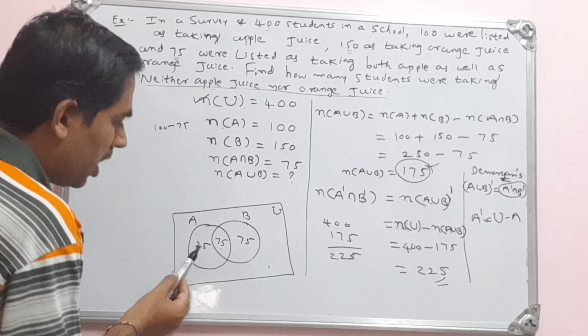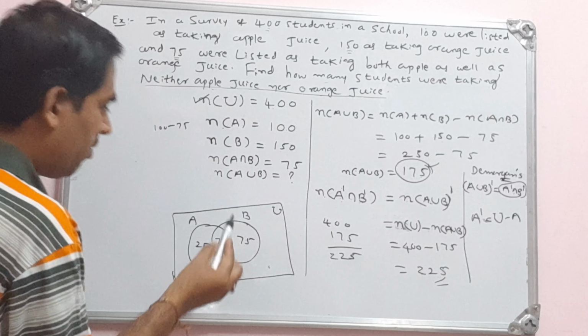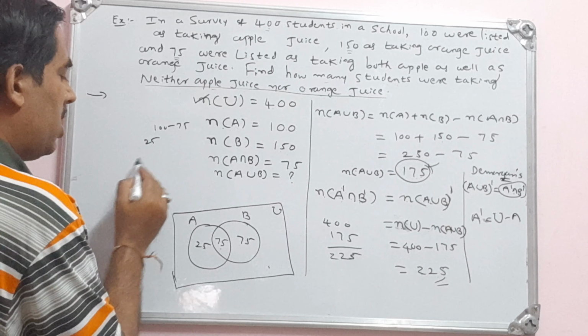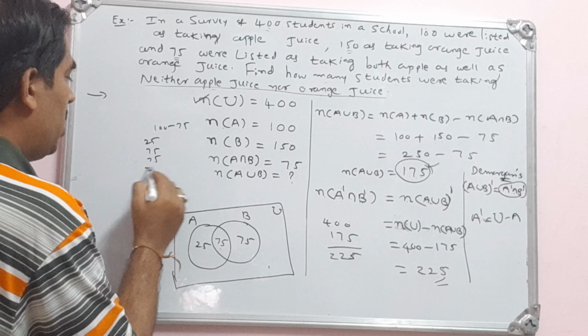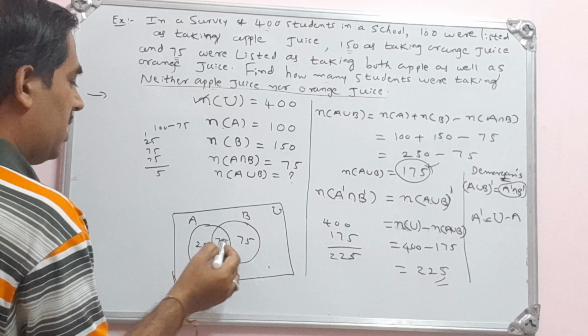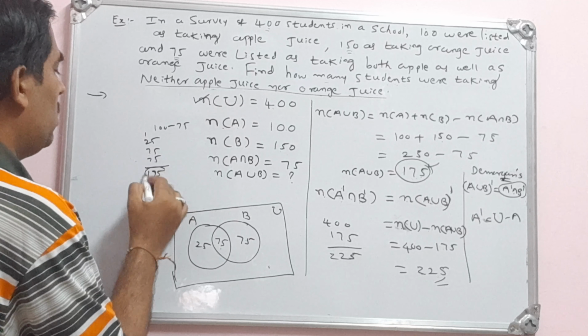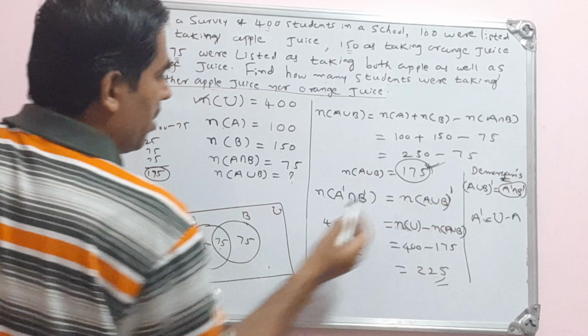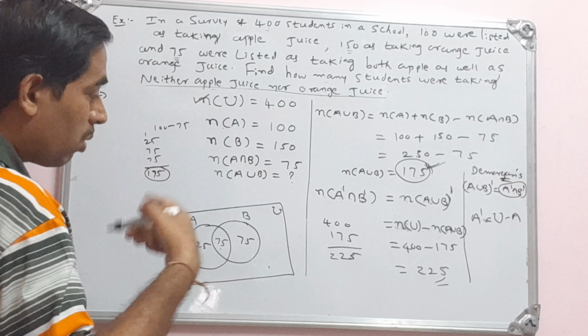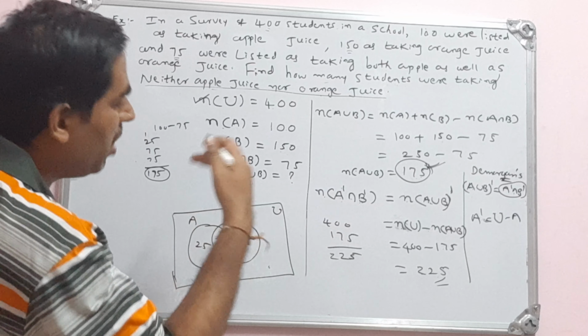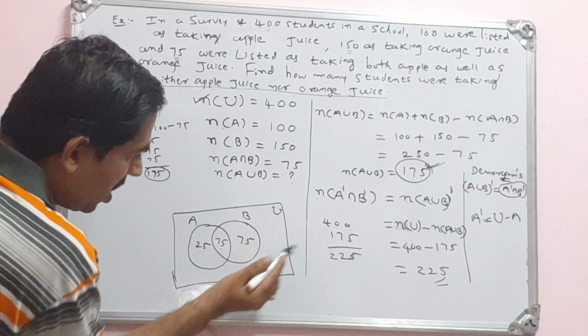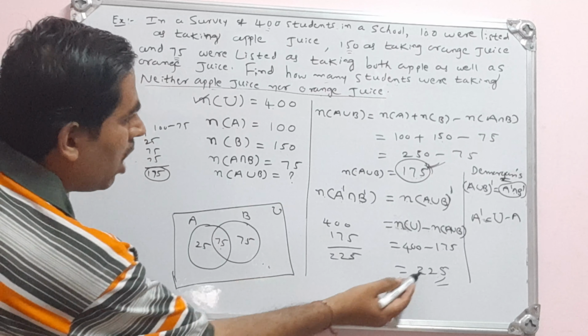Then 25 plus 75 plus 75, we can add these, and I get A union B, that is 175. This 175 represents A union B. We don't want this. We want the students who don't like to drink any of the juices. They will be outside this interior region. Outside means they come here.